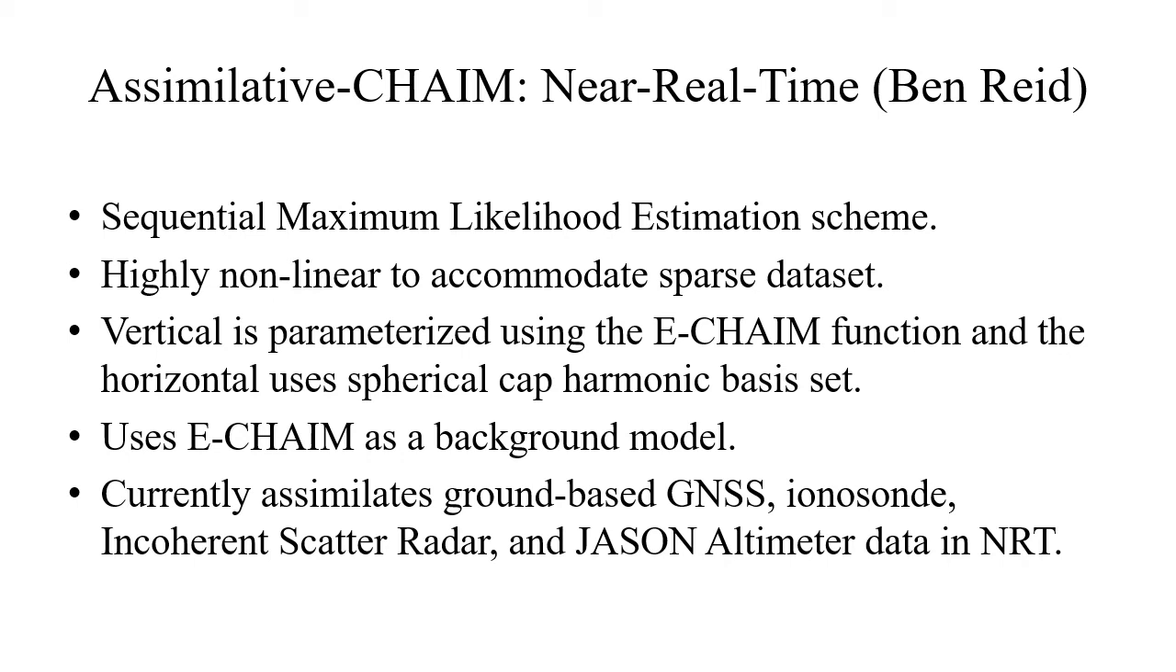In order to reduce the size of our basis set as much as possible, we've also parameterized the vertical in terms of the same functions that we use to define E-CHAIM's vertical structure. So instead of having voxels, we have nonlinear spherical cap harmonics for our horizontal basis set, and the E-CHAIM parameterization of 7 parameters to define the vertical structure. We've also used E-CHAIM as a background model to give us an initial guess. And currently we assimilate all ground-based GNSS, ionosonde, incoherent scatter radar, and JASON altimeter data that we can get in real time or near real time.